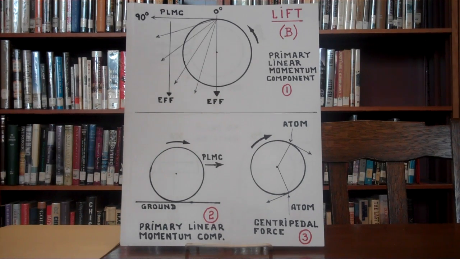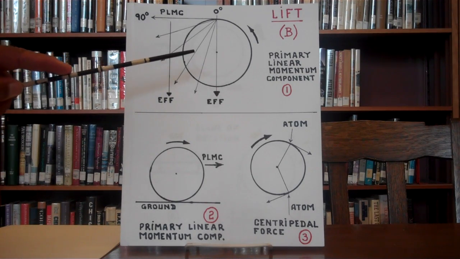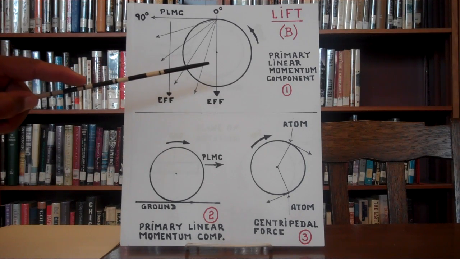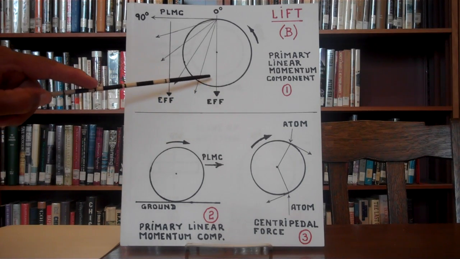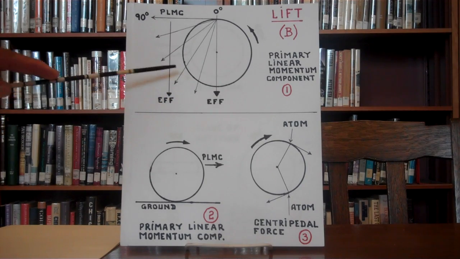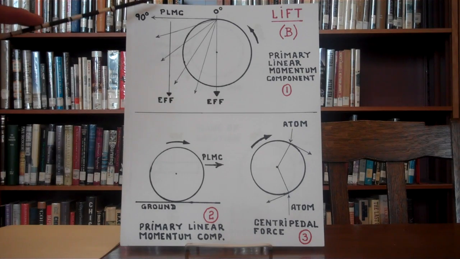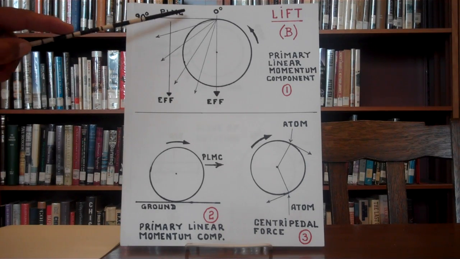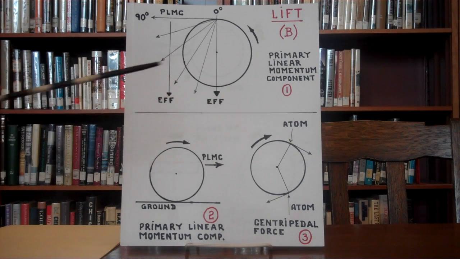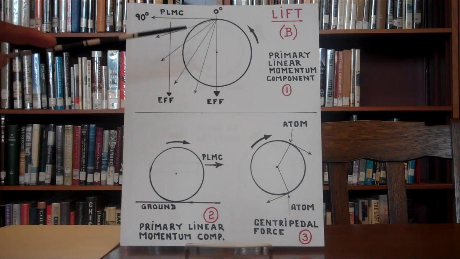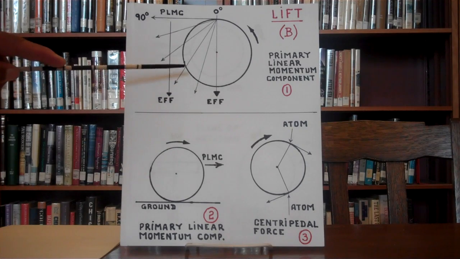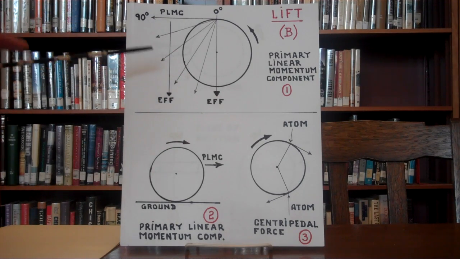The faster the disk spins, the greater its momentum, and the greater the degrees become separate from simultaneous as one. From being a single one line, it becomes separate. The PLMC starts to separate from the EFF. And then the PLMC and the EFF move toward their maximum separation of 90 degrees.